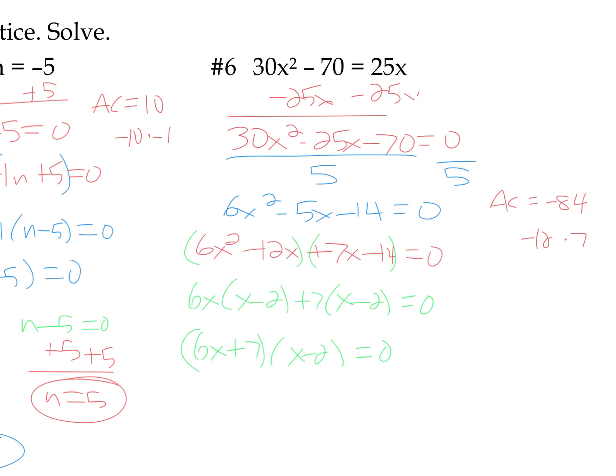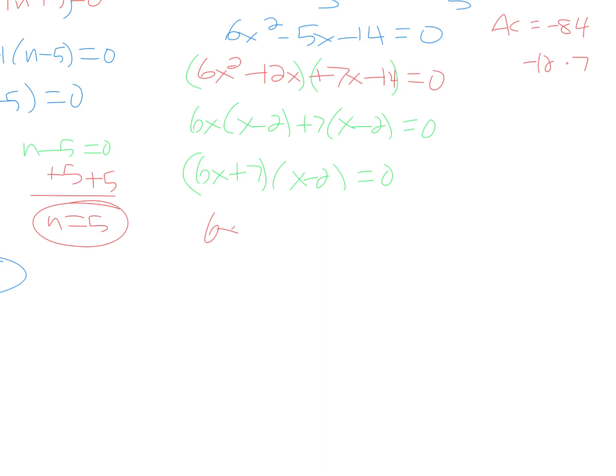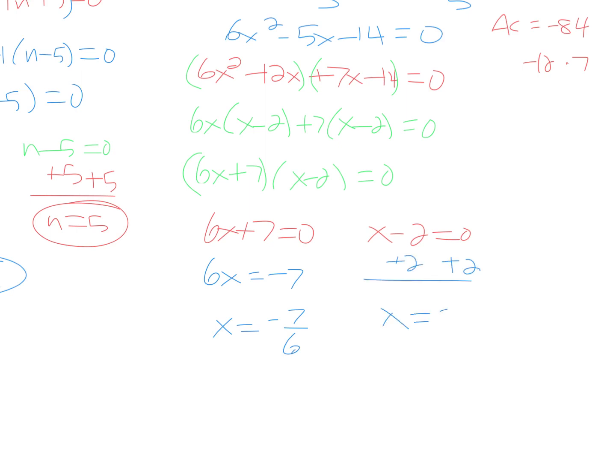And I can set each of those then equal to 0. So I'm going to have 6x plus 7 equals 0, and x minus 2 equals 0. And I can subtract 7 on both sides, divide by 6, and I'll just leave it as a fraction, negative 7 over 6. Then I'm going to add 2 to both sides and get x equals 2. So I have 2 and negative 7/6. So solving equations or finding zeros or roots, have it equal to 0, use factoring, set each factor equal to 0, and solve those.